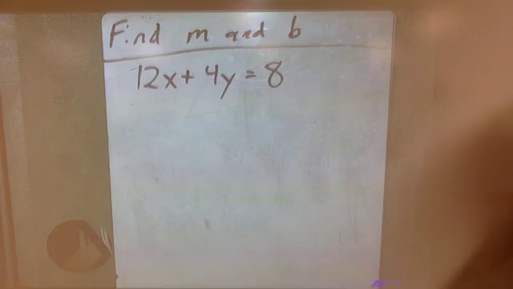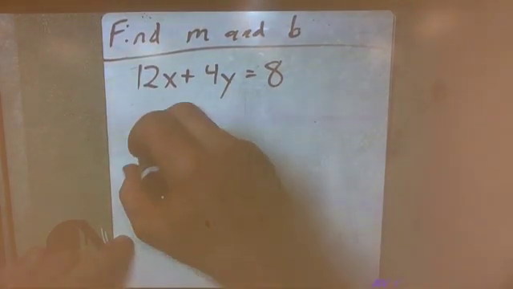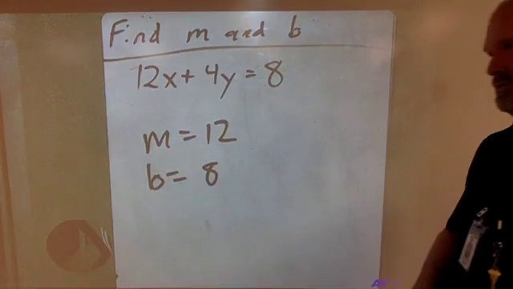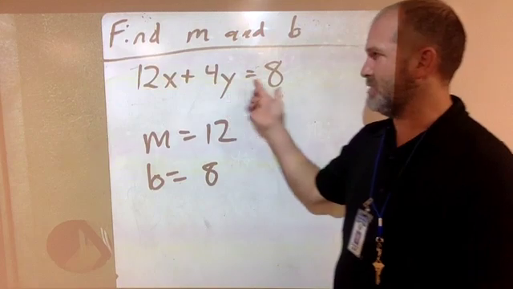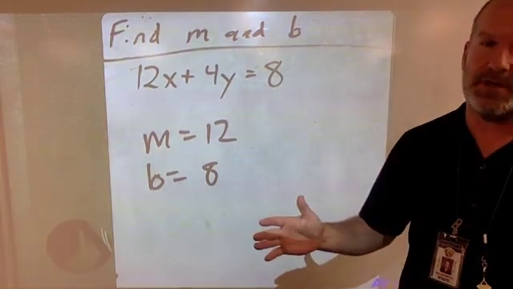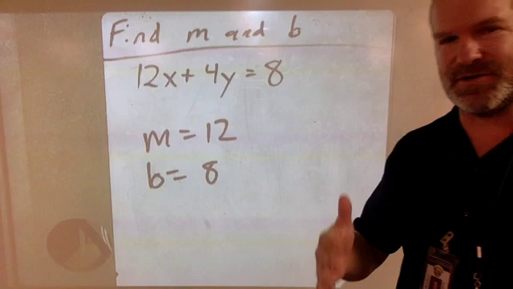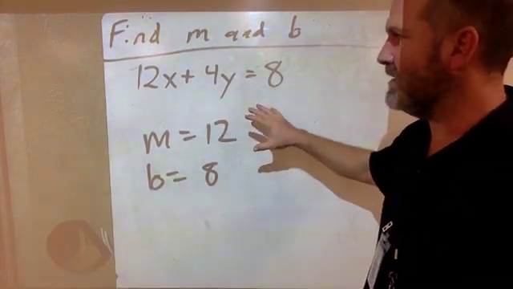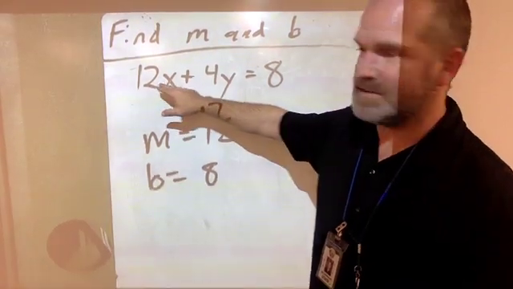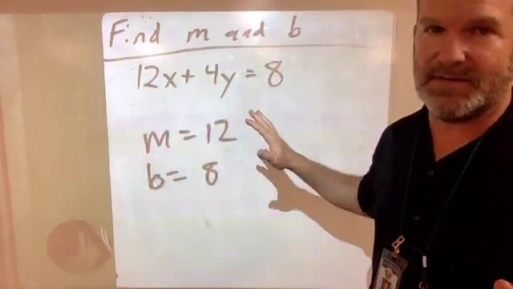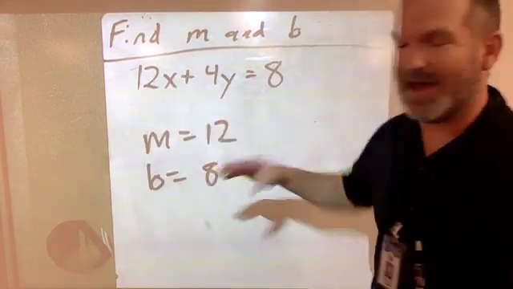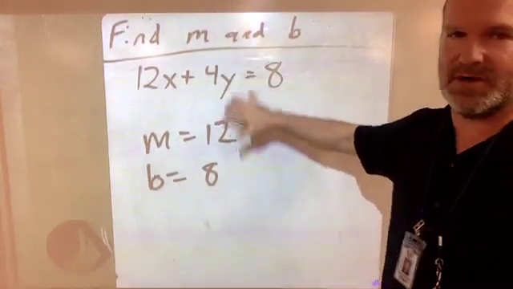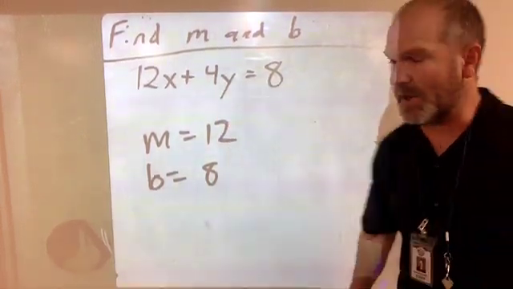People say they read the directions, it says find m and b, and they say m is equal to 12 and b is equal to 8. And they're like, well, you always told us that m is the number by x and b is the number by itself. That's true, but it's after you get y by itself, after you've solved for y. Once we solve for y, there's no longer going to be a 12 in front of the x, and there's no longer going to be an 8 all by itself. So these are going to change after we solve for y. So you have to solve for y first. You can't just say what m and b are from this if you haven't solved for y.